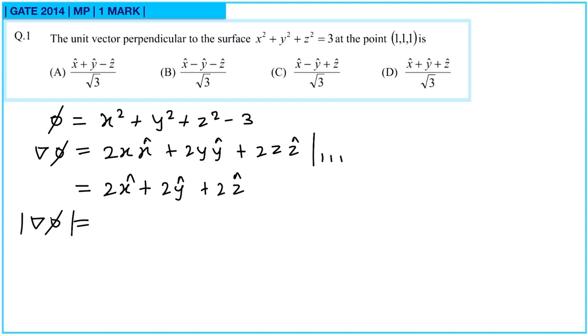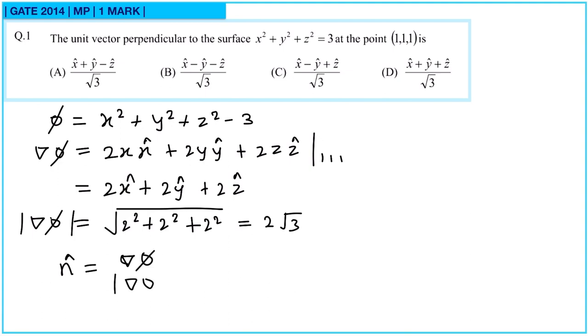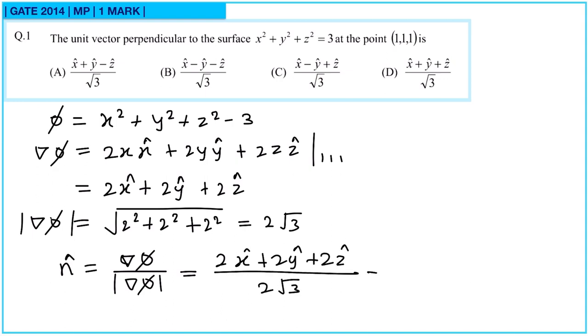Its magnitude will be under root 2 square plus 2 square plus 2 square, so that is 4 into 3, and it is 2 root 3. So the unit vector perpendicular to the surface is del phi upon magnitude of del phi, which is 2x cap plus 2y cap plus 2z cap upon 2 root 3. Taking 2 common, this will be x cap plus y cap plus z cap upon root 3. So option D is correct.